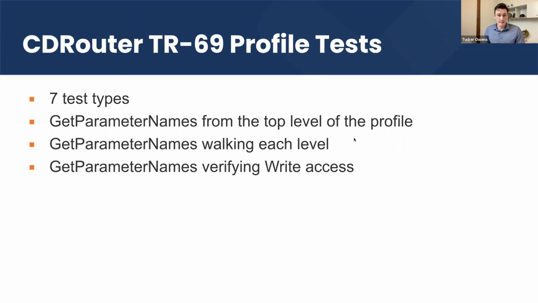Then there's get parameter names verifying the write access. Within all of these profiles, parameters are labeled as to whether they should be read-only or whether you should be able to write them. So this test does a get parameter names and looks at all of the writable flags on all of the parameters returned, and verifies that there's no mismatch for parameters that should be writable that, according to the DUT, are not, or vice versa.